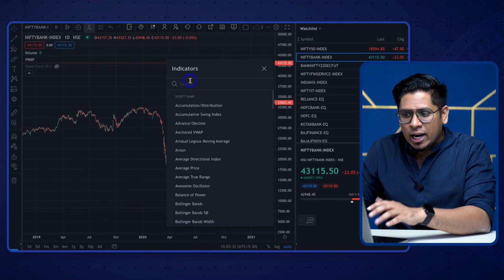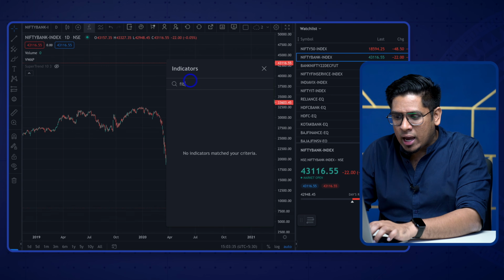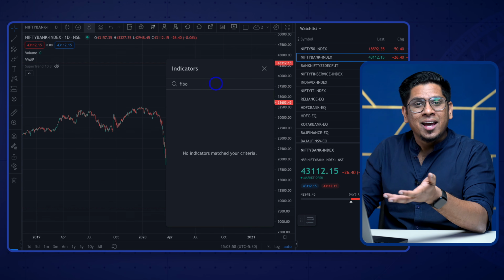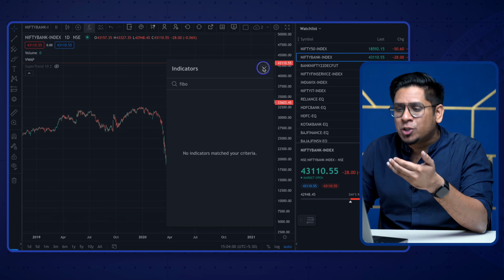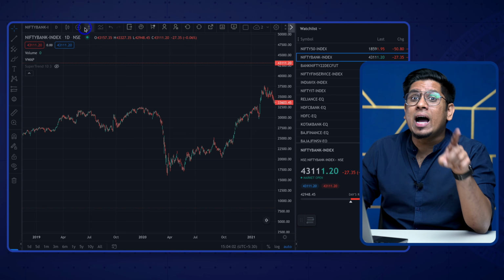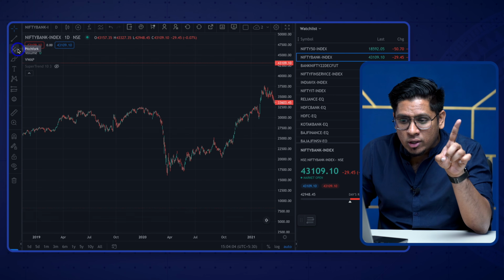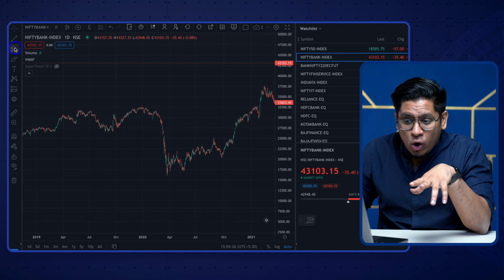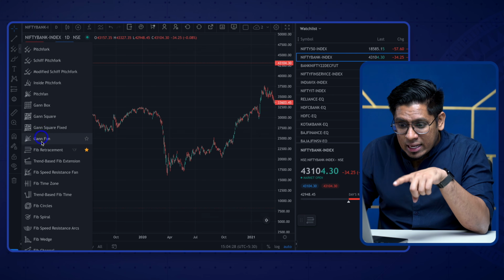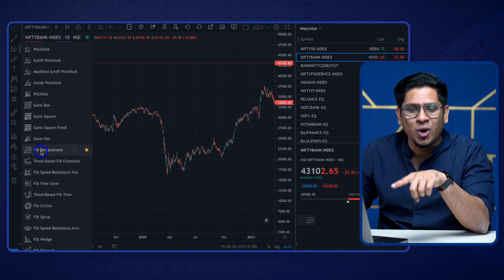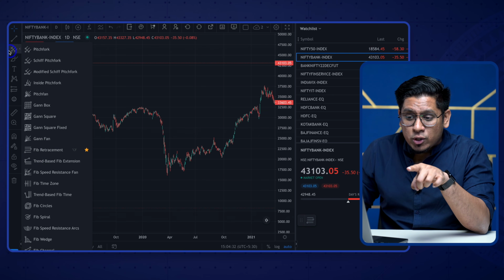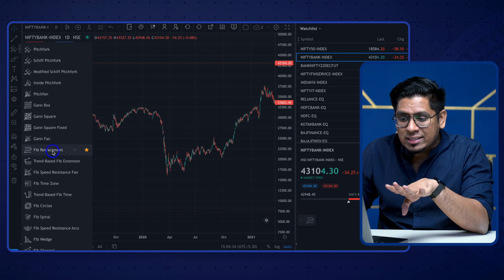Normally, any technical indicator you come and search here, right? Fibonacci, but you don't find anything here. That is because Fibonacci retracement as a tool, you don't find it among the other technical indicators. What you have to do is come to these drawing tools. Click on here, and here you can see Fibonacci retracement. Cool. So this is where you have to come. You have to come to the drawing tools and find Fibonacci retracement.